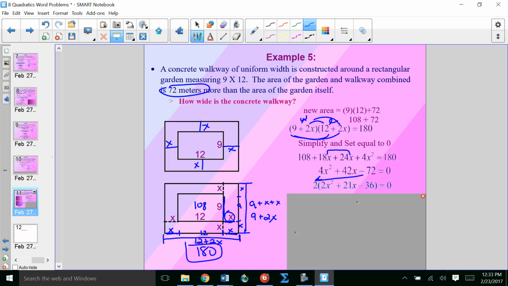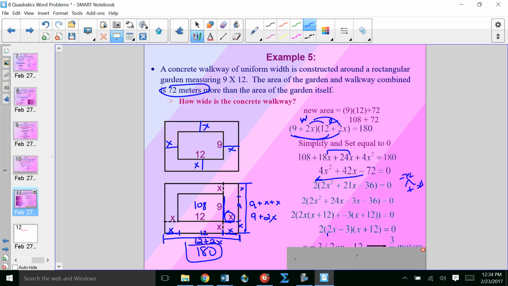And then we've got 2x squared plus 21x minus 36, which is a trinomial with a coefficient. So off to the side, you'll do 2 times negative 36, which is negative 72. And look for factors of negative 72 that would add up to be 21. And so your factors would be 24 times negative 3 will add up to be positive 21, and they multiply to be negative 72, and we finish by grouping to fully factor. So when we finish factoring, we get 2 times 2x minus 3 times x plus 12 equal to 0.